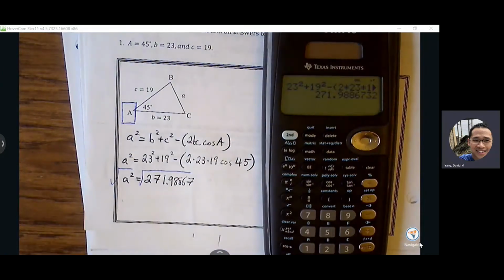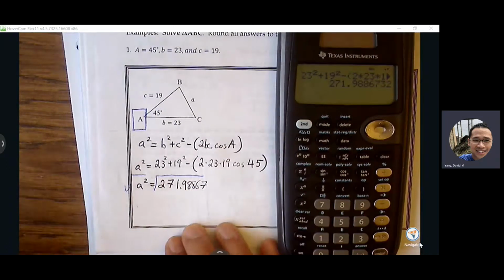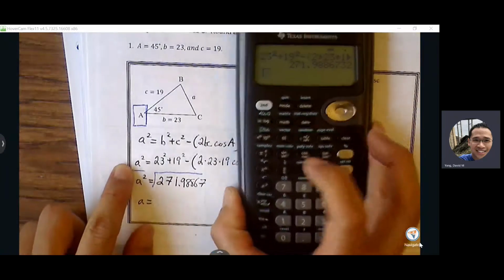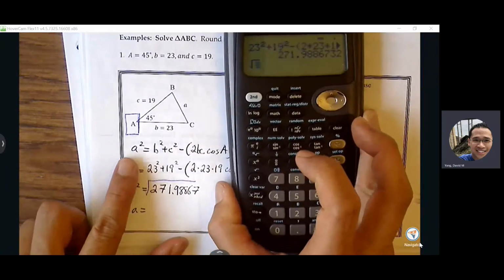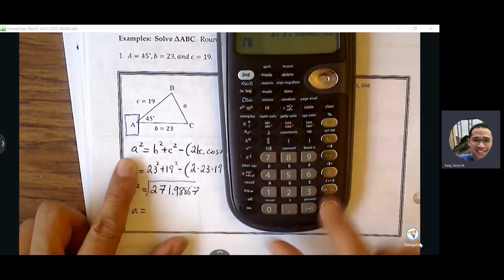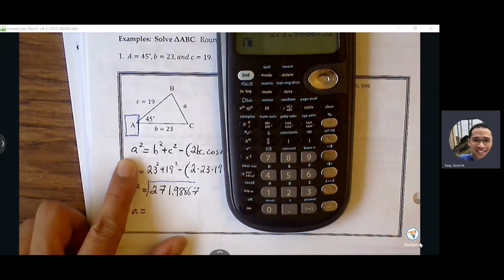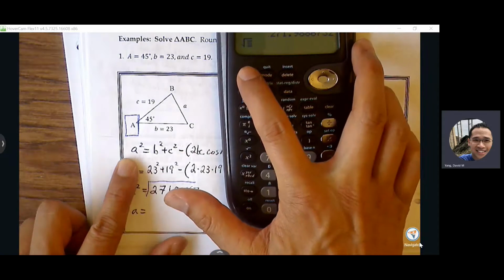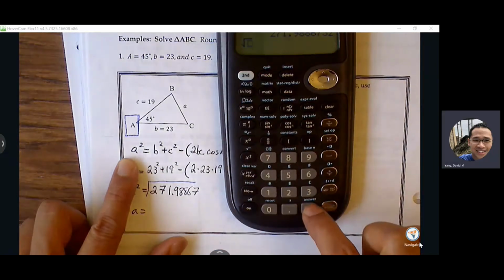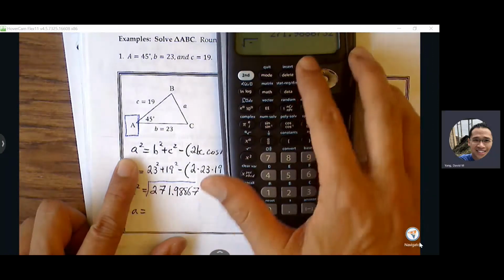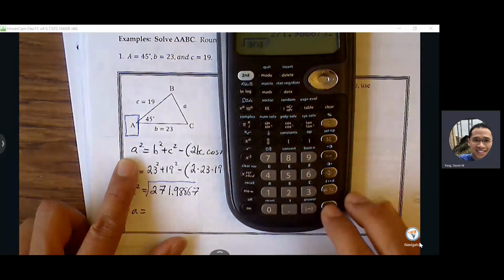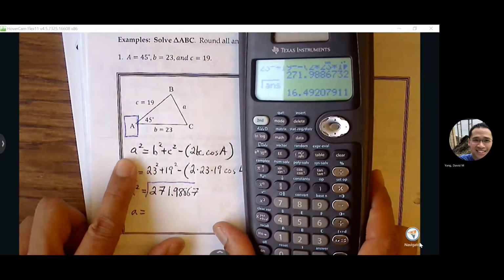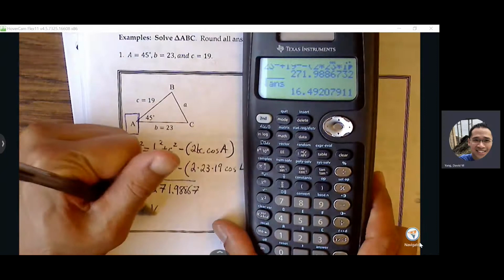Technically, there's a plus or minus involved, but we know the negative is not going to make sense for a side length. I encourage you guys to do this to gain better accuracy. Instead of typing that in, do second answer. That will pull in all your previous entry values, and you won't have to type in as much. So we do second negative sign, second ANS. Oops. 16.492.